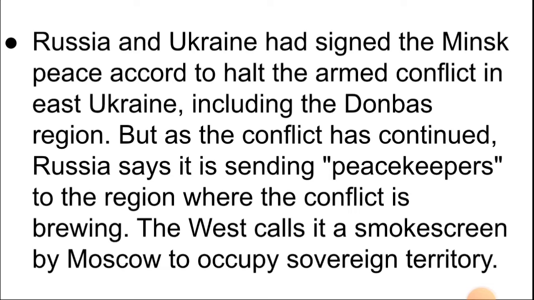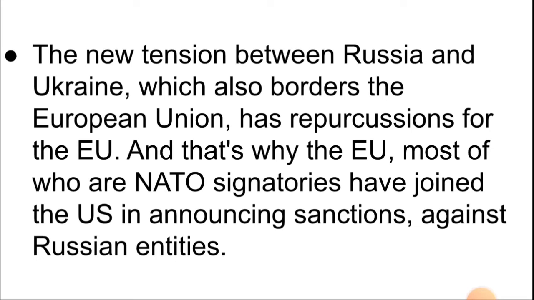The West calls it a smokescreen by Moscow to occupy sovereign territory of Ukraine. And now the new tension between Russia and Ukraine, which also borders the European Union, has repercussions for the European Union. That's why the European Union, most of whose members are NATO signatories, have joined the US in announcing sanctions against Russian entities. So when Russia invaded Ukraine in February 2022, most of the European countries who are signatories of NATO announced sanctions against Russian entities.